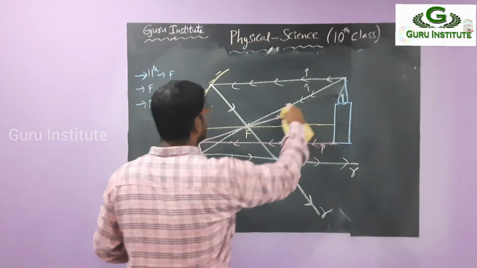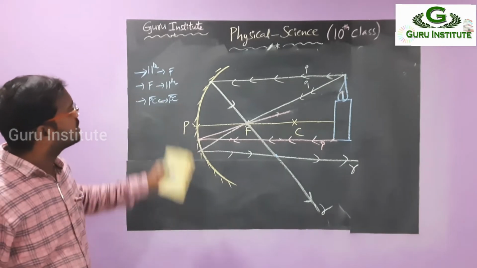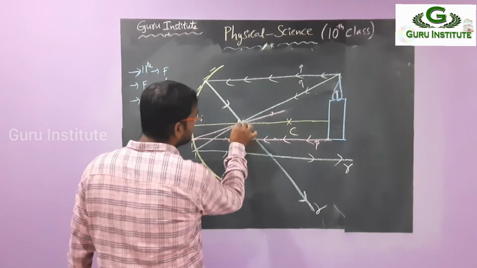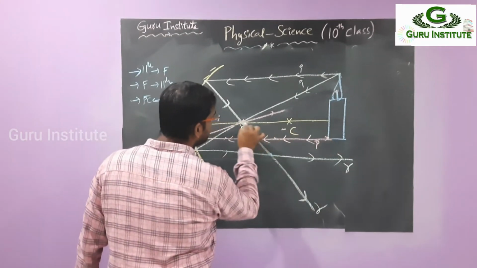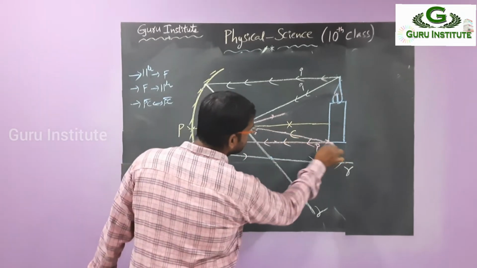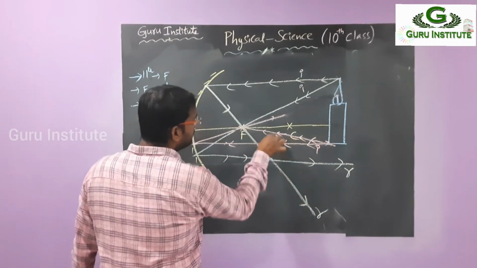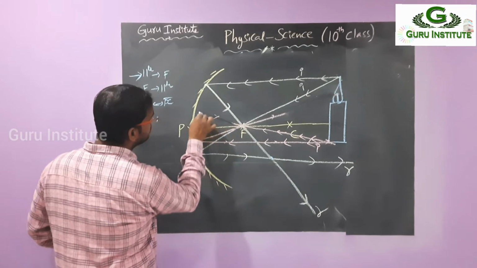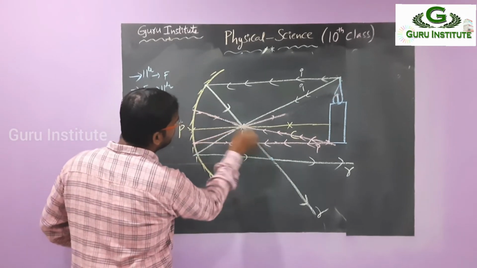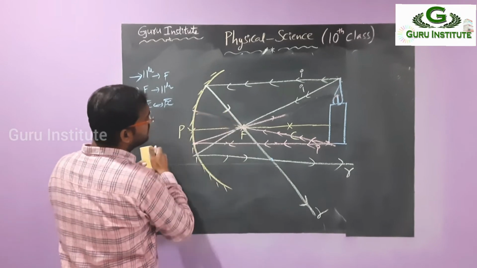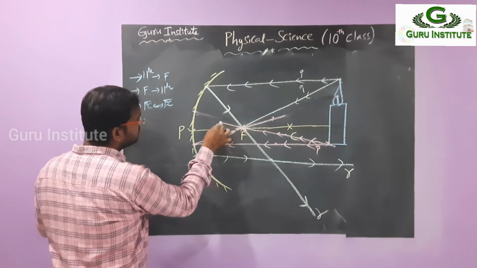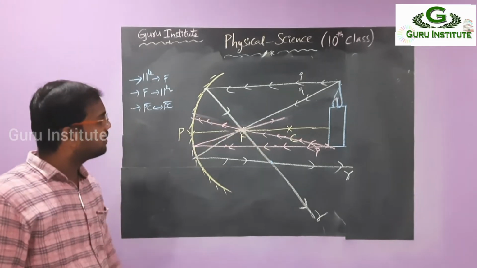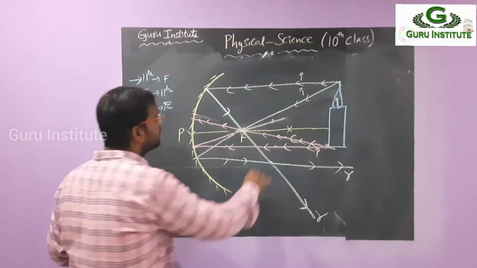So next, what is the second case? Passing through the focus, parallel to the principal axis. This is the focus point. From this point we have to join this one. Observe clearly. By using a scale you will get an exactly straight line. So this is the ray passing through the focus. Then what will happen?